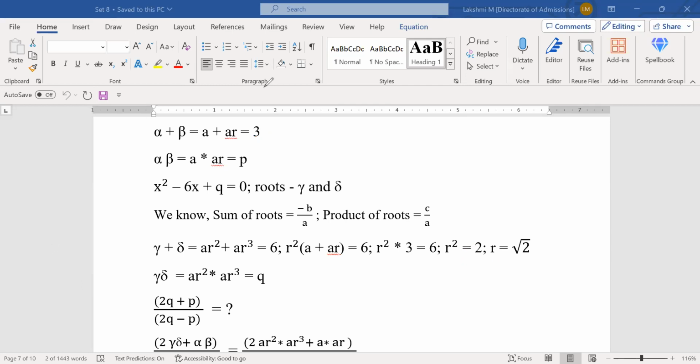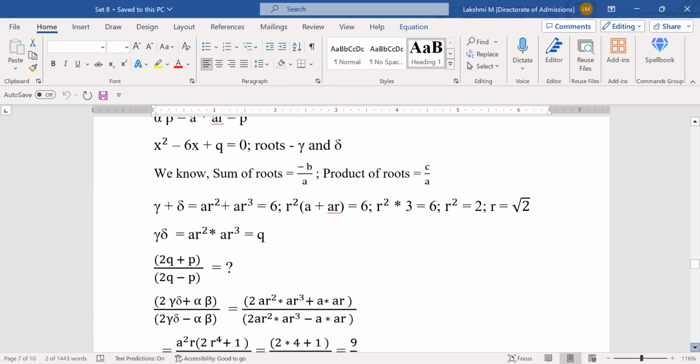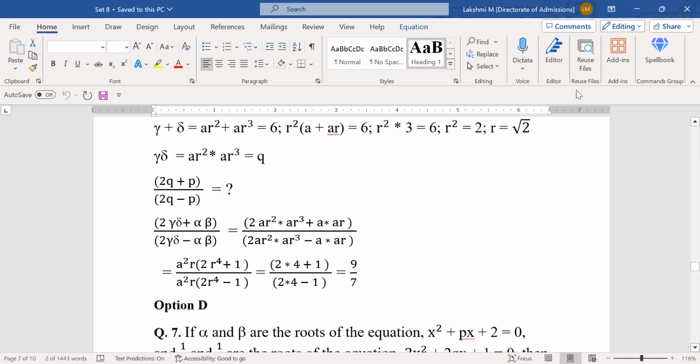I hope up to this, it's clear to all of you. Now, coming to the part that is given in the question, we need to answer this one: (2q + p)/(2q - p). What is actually q? q is actually gamma delta. What is actually p? It's alpha beta. So you could just substitute these values directly.